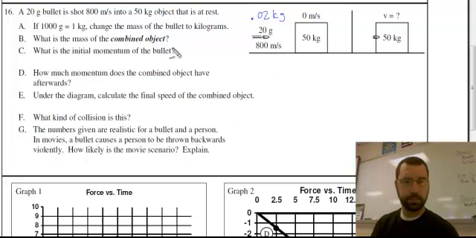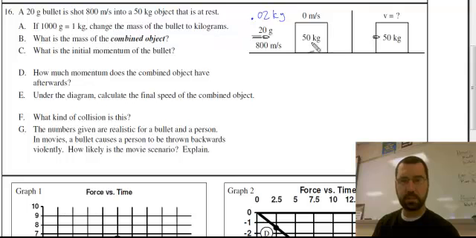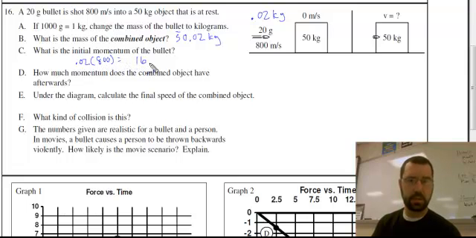So that's there. B, what is the mass of the combined object? Well, when they combine, we're going to have the bullet, 0.02, in this 50 kilogram thing, so it's going to be 50.02 kilograms. What is the initial momentum of the bullet? Well, the initial momentum would be 0.02 times 800, which is going to equal 16 kilogram meters per second. And how much momentum does the combined object have afterwards? Well, momentum has to be conserved, so it's going to be the same. Has to.